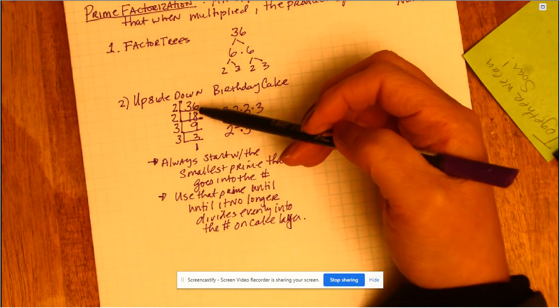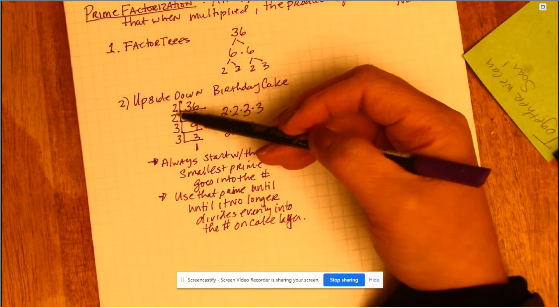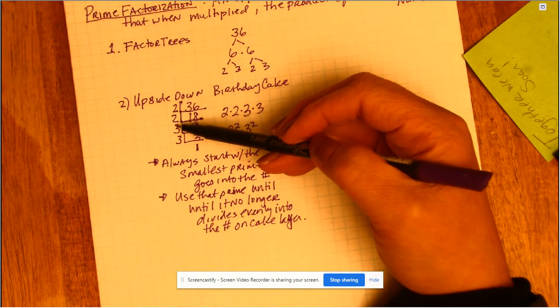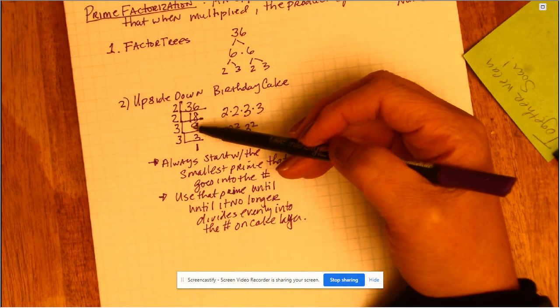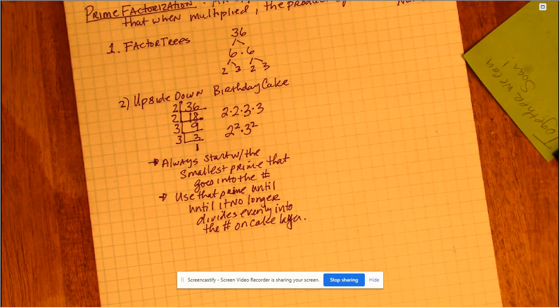So 36 is an even number, and it's divisible by 2, the smallest prime that goes into it. And 18 is divisible by 2. So I'm continuing to use that same prime number until it doesn't work anymore, because 2 wouldn't go into 9. But then 3 did, so that's how I would continue on. So I have to know what the prime numbers are. I should know them in order.